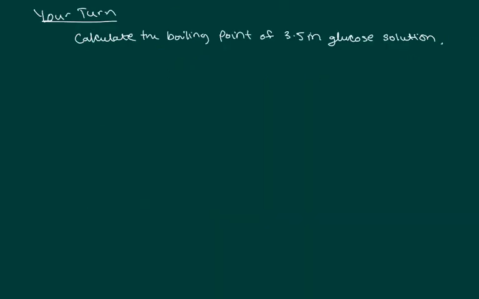Okay, now you go ahead and give this a try. Calculate the boiling point of a 3.5 molal glucose solution, and replay the video to see if you have the correct answer. Now, if we're trying to do the boiling point, we want to use the delta T of B. The only difference is we take molality times our Kb constant instead of our Kf constant.